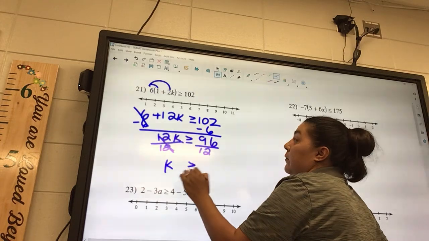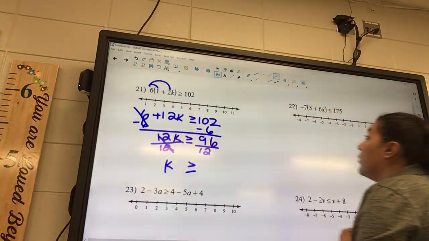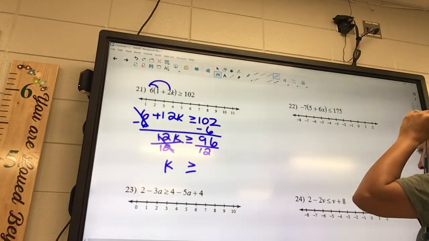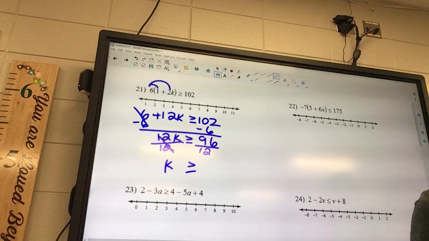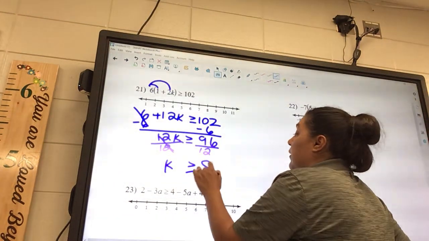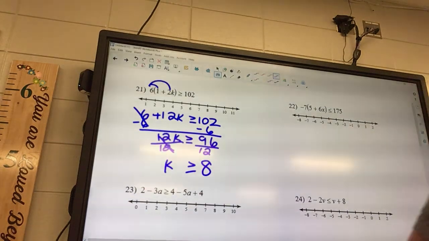I don't know what that is. 4 is 48. I think it's 8. Somewhere around there. What is 96 divided by 12? 8. I thought you said 108. 1 over 8 is definitely not it. That's an 8. Oh, you probably said 12 divided by 96.